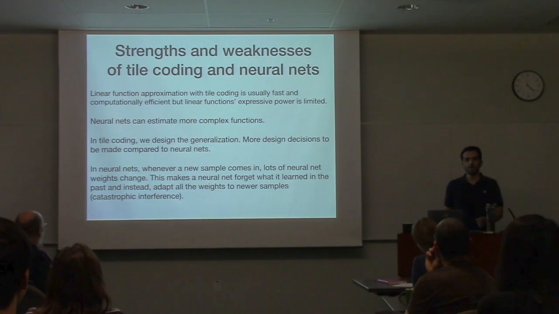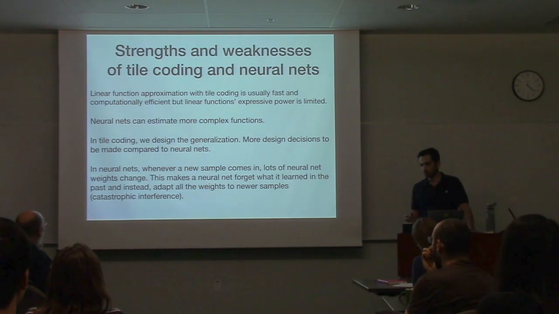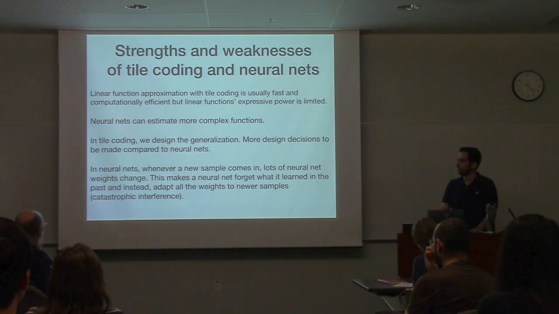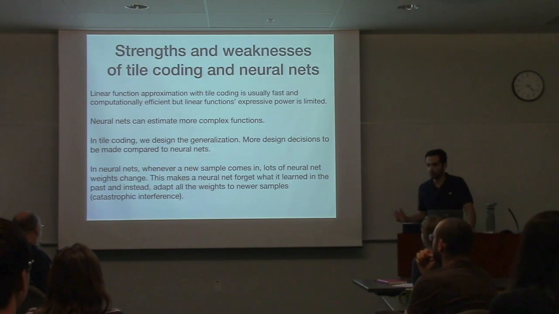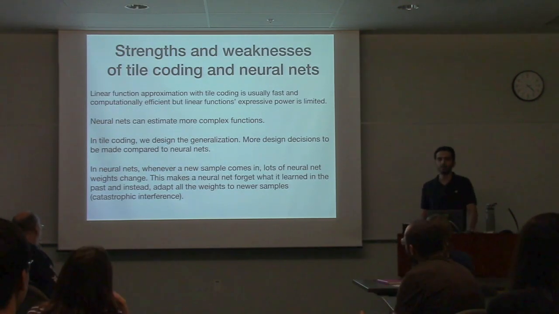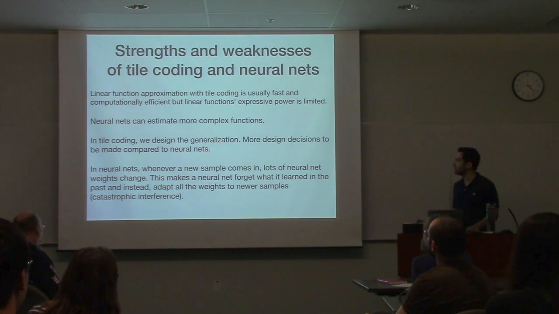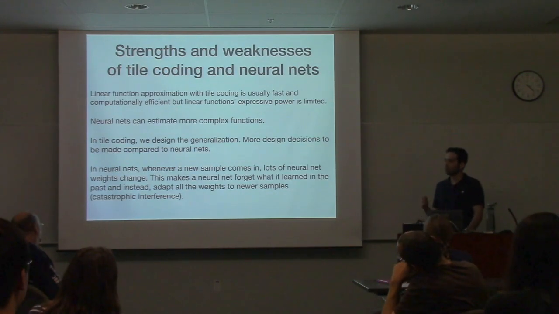A weakness of tile coding, I think, is that in tile coding, we designed a generalization. There are lots of design choices to be made for tile coding. Of course, there are lots of design choices to be made for a neural network. There is the number of hidden layers, number of hidden units, the activation functions, the initialization, lots of stuff. But I still think that there are more important design decisions that should be made for creating a successful tile coder.